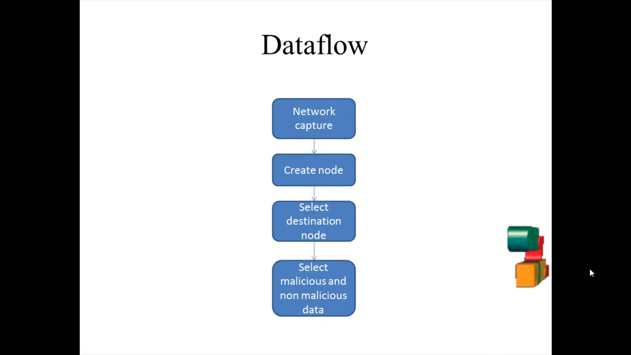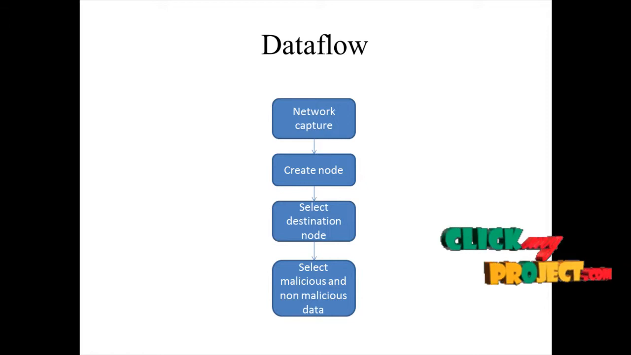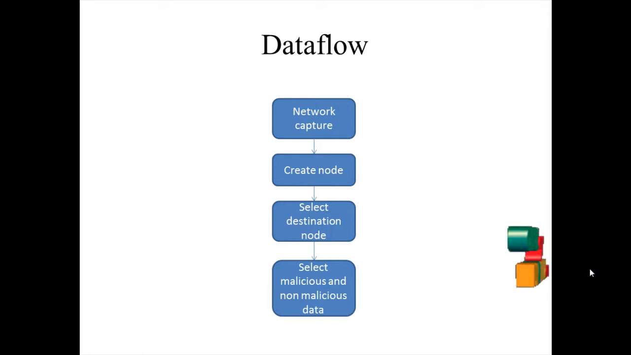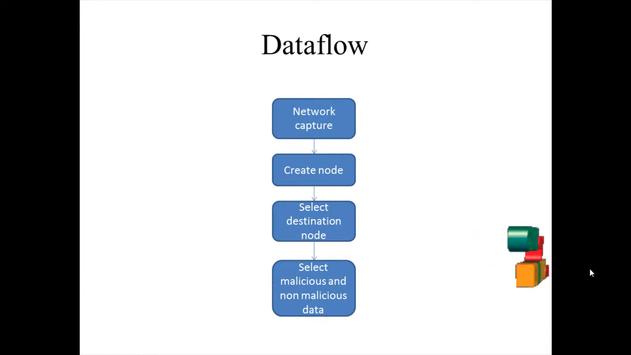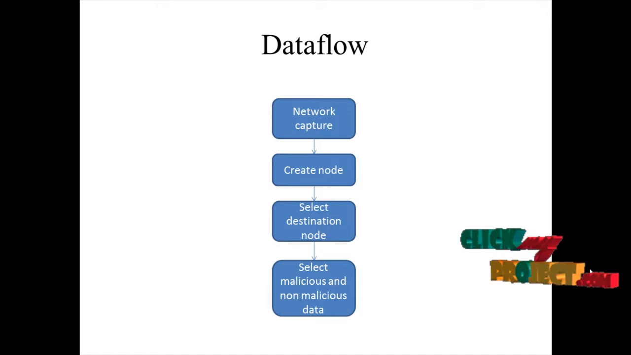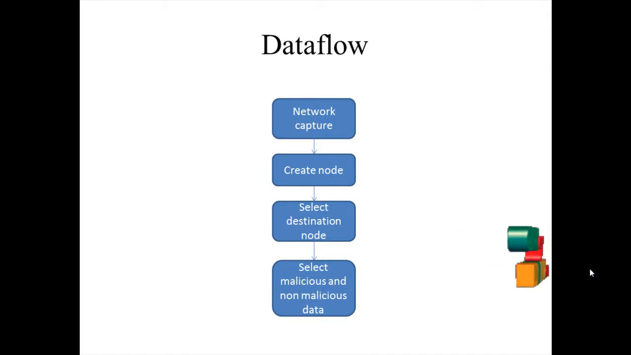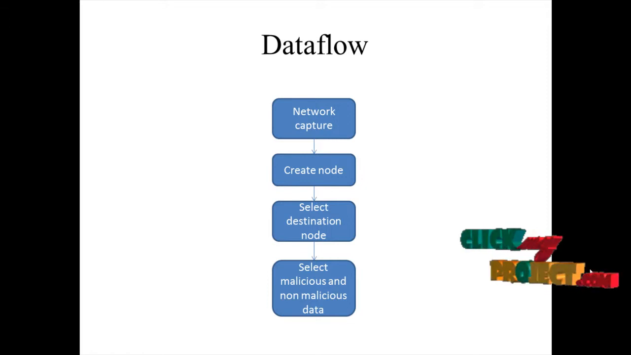Data flow. First, initialize the network, that means network capture, and create nodes. The user creates a number of nodes and then selects a destination node. The user selects the source and destination node, then selects malicious and non-malicious data. If the user selects any one of the data, then it separates the malicious node and non-malicious node.